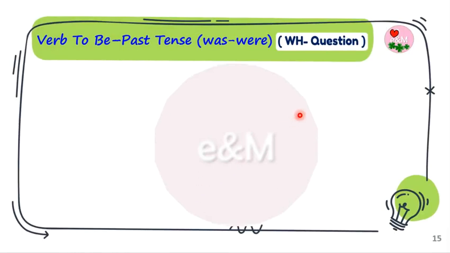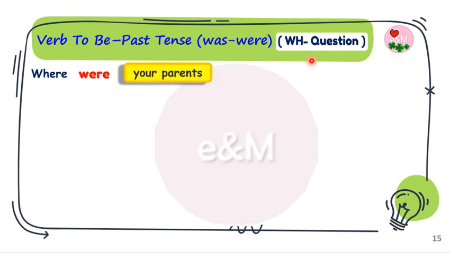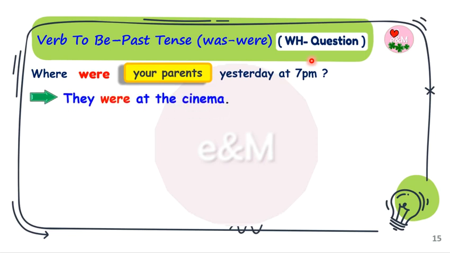When you want to get a detailed answer, not just yes or no, you must use a WH question, which allows for many possible answers. For example, where were your parents yesterday at 7 p.m.? They were at the cinema.